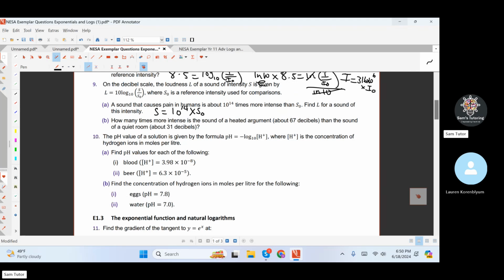And then obviously the answer for L should be very easy now. 10 log base 10 of 10 to the 14 times S naught over S naught. Go and get that answer out this time. 99% of students can't use their calculators for these topics. They accept the math because the math doesn't look hard, but they don't know what to put in their calculator properly.